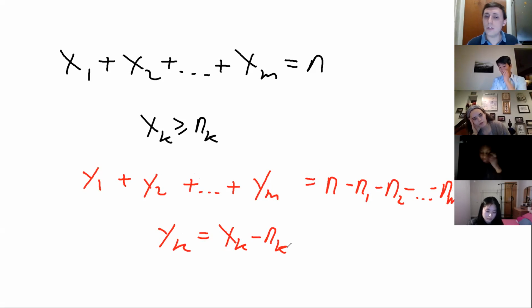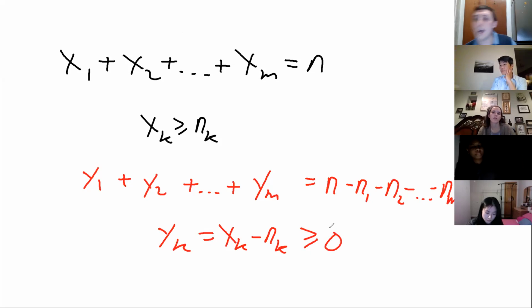A solution to the... this is the situation. So it's equal to xk minus nk, which is bigger than or equal to 0. You understand what I did? I reduced the black equation to an equation that I already worked with, that I know how to solve.